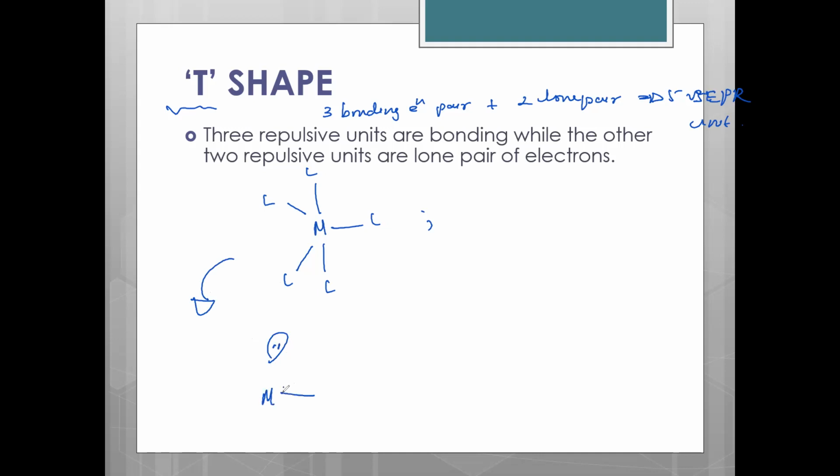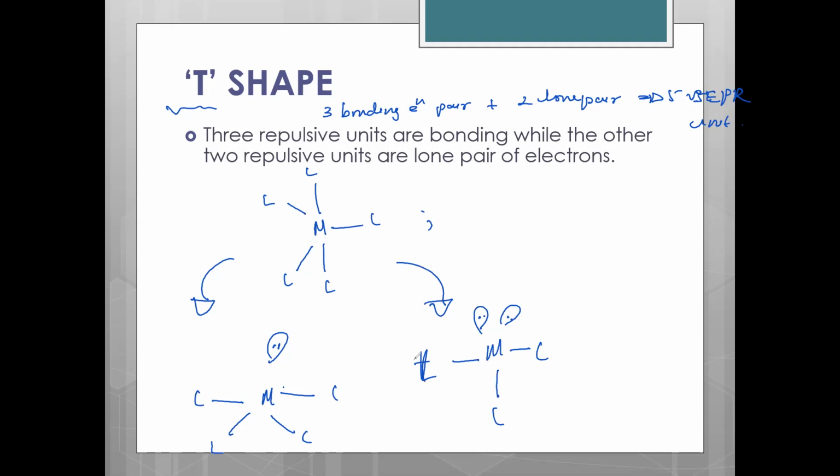This is for the distorted seesaw. Now think, what is for T? You need a T shape. You should be very careful about that. You need a T shape. So again, you can rotate this axis. I need a T shape. Make it a T shape. L and two lone pairs like this. So can you see the shape is there?